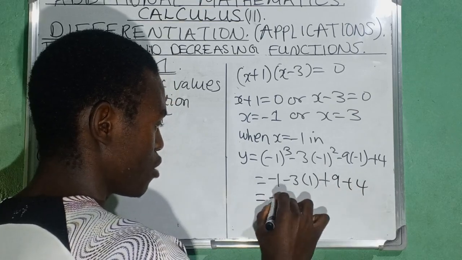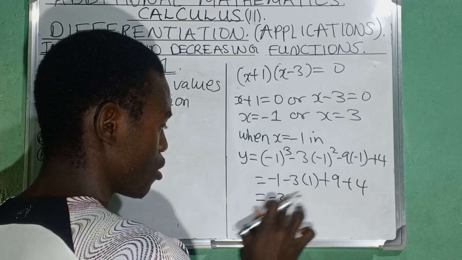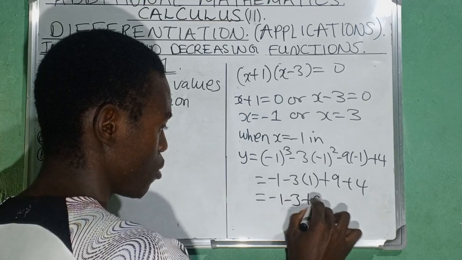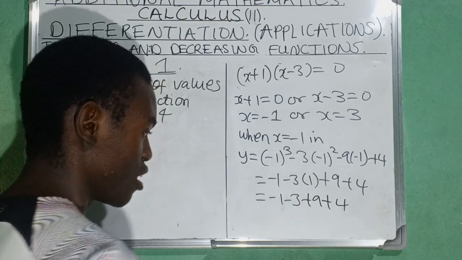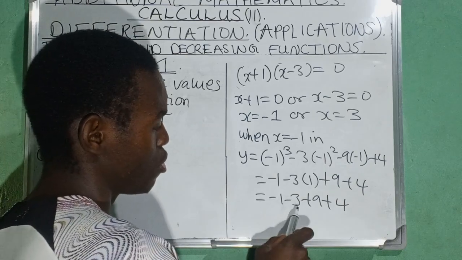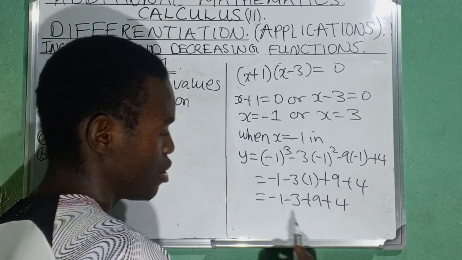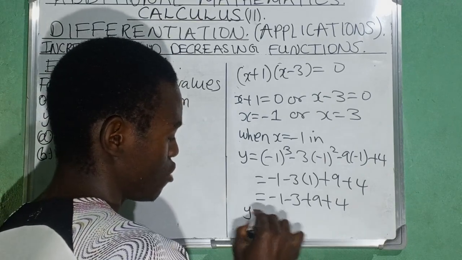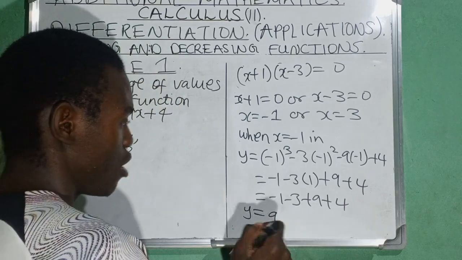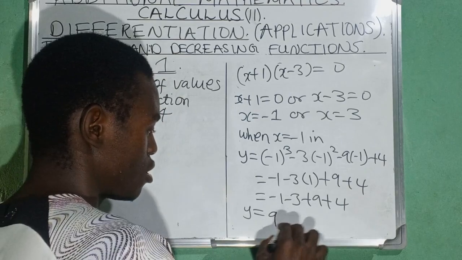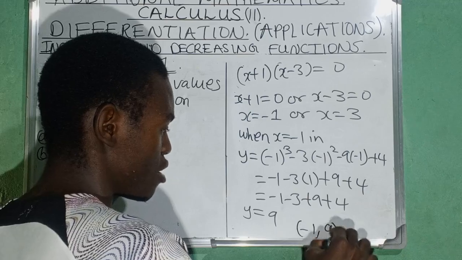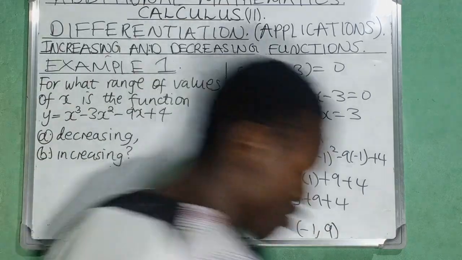So it's going to be minus 1 minus 3 plus 4 plus 9, like that. And then here, negative 1 minus 3 is negative 4. So negative 4 plus 4 is 0. So y is equal to 9. Whichever method you can use there. So you have a turning point, which is negative 1 comma positive 9. That's your first stationary point.